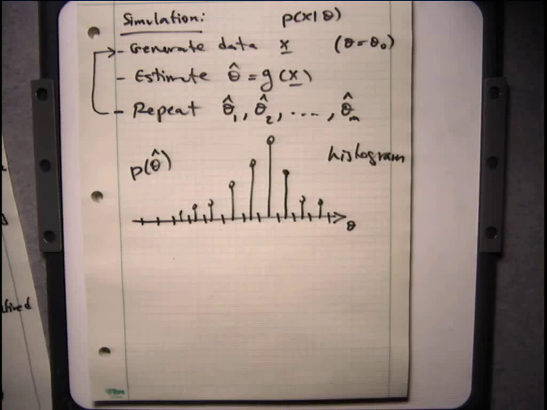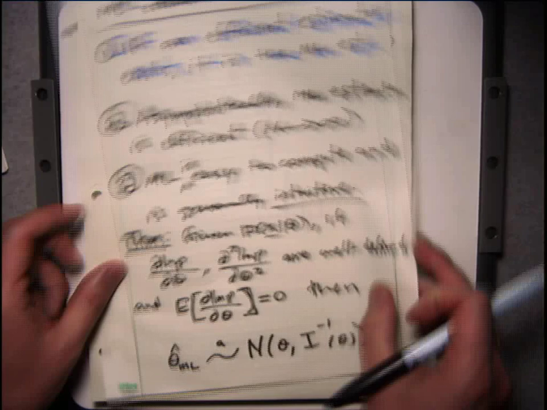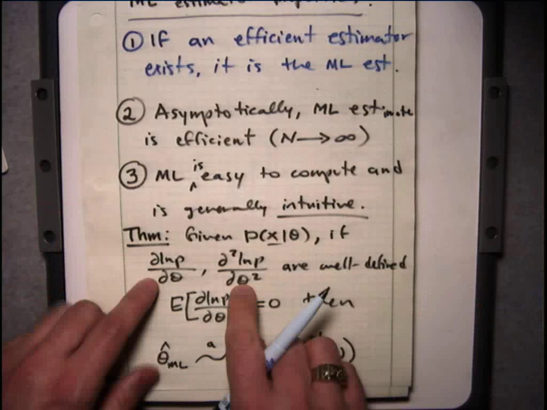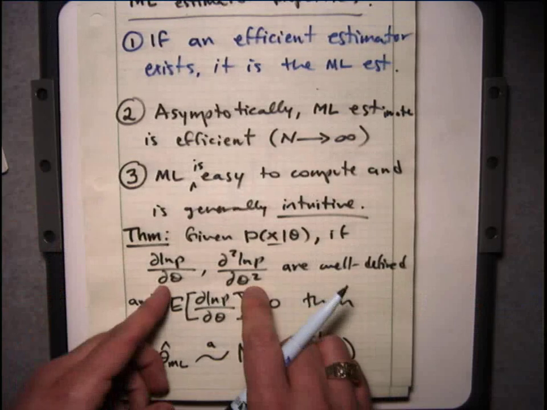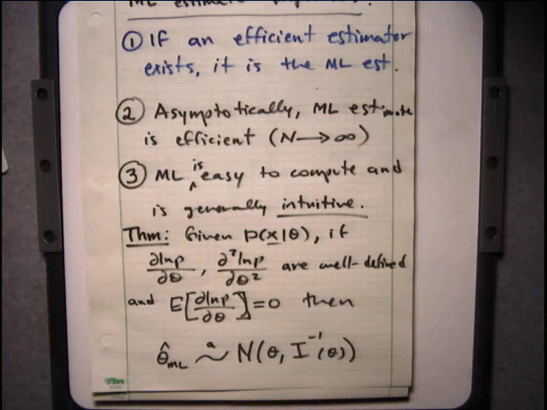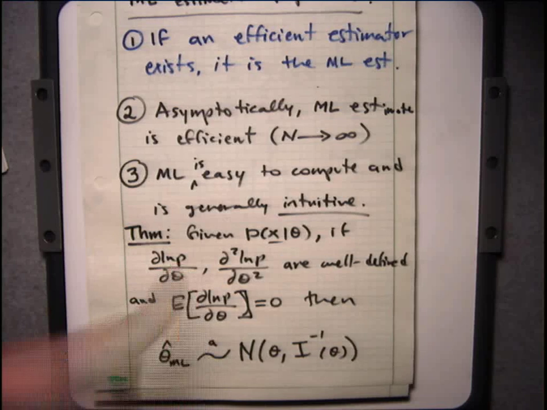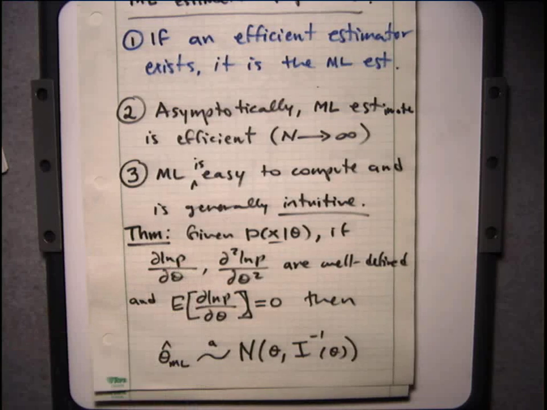Yeah? What does it mean, these two are well-defined? These? In the last stage. Oh, this. It simply means that basically at no value of theta will these blow up to infinity. That's it. It simply means that the log of p is twice differentiable. It's called C2.